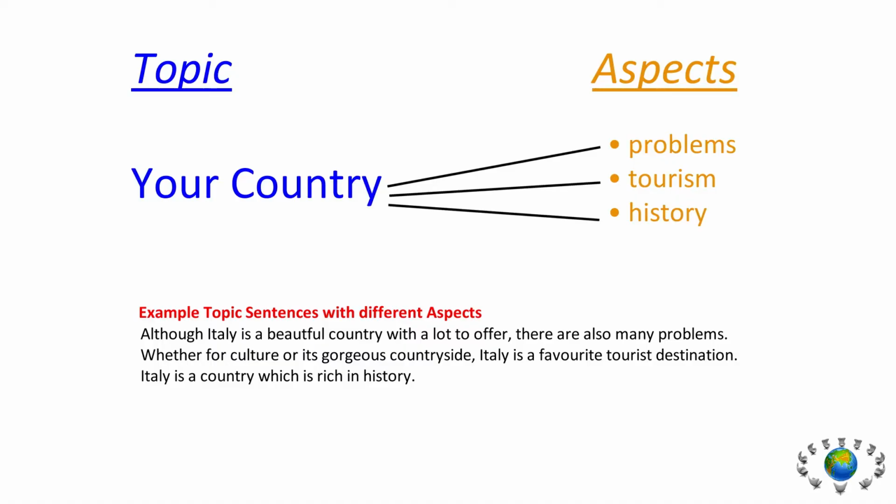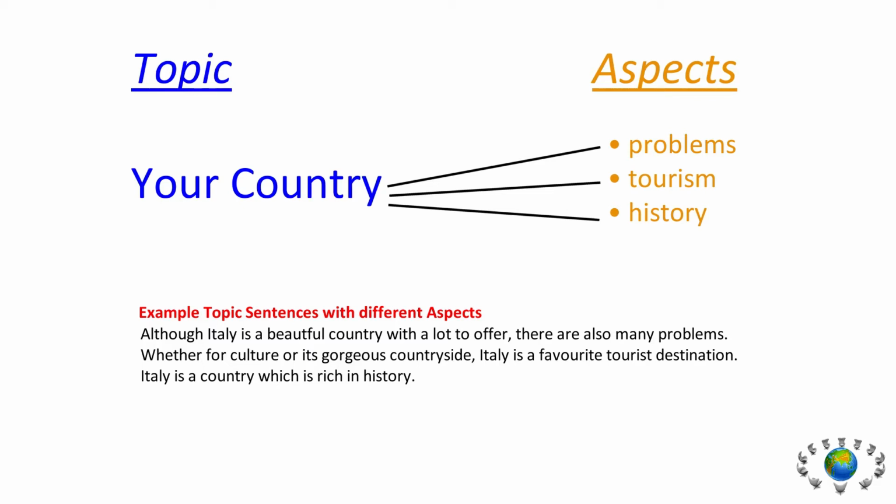I'll just give you one more example to make sure it's clear. If you were writing about a country, if you had to write about your country, well, that's the topic. The aspect could be very different. You could talk about problems in your country. So, aspect would be problems.